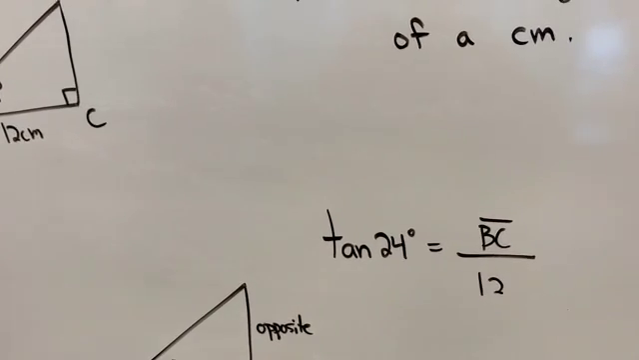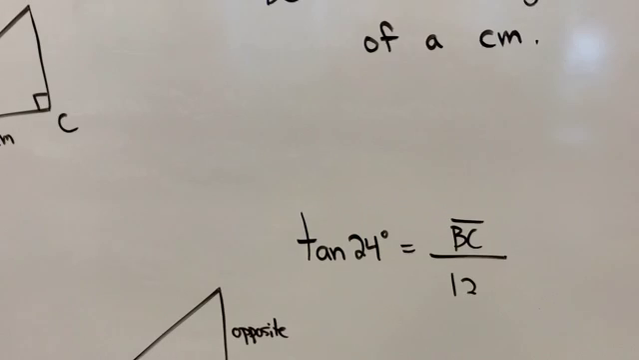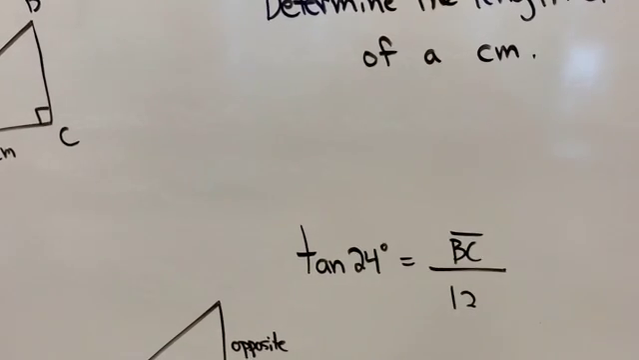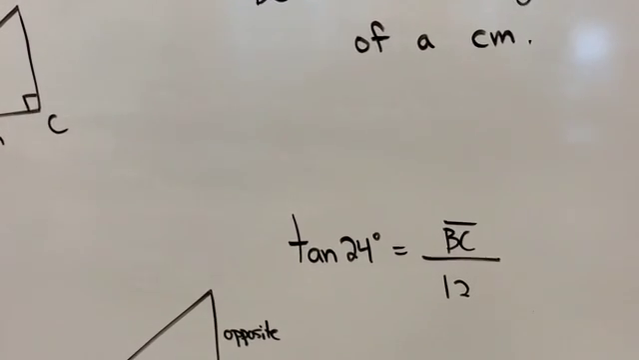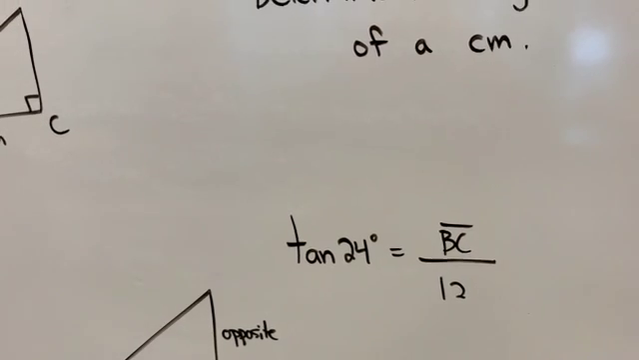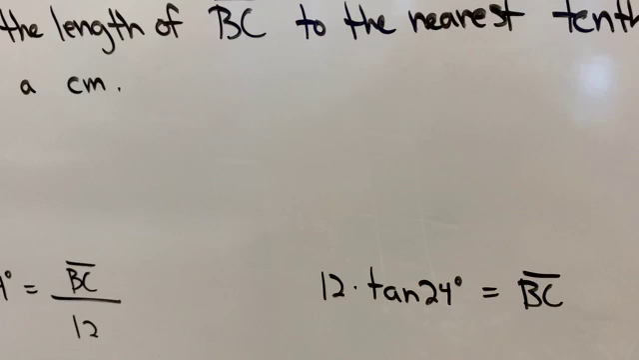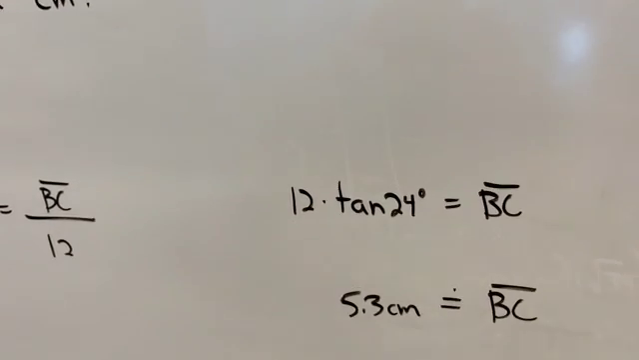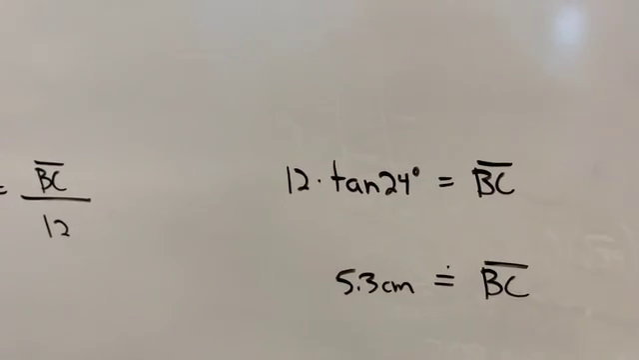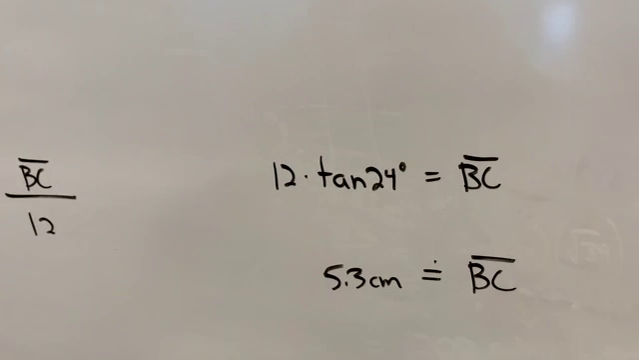Now tan of 24 is something I can calculate. You can punch that into your calculator, just tan of 24 equals. And if you multiply both sides of this by 12, you'll have BC all by itself. So 12 times tan of 24 equals, and you get a measurement, indirect measurement, of how long BC must be.